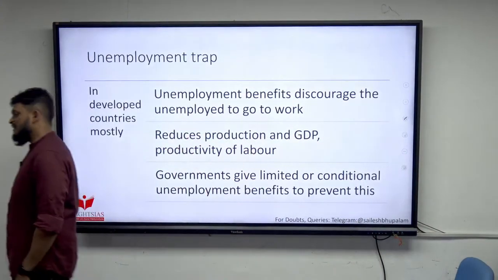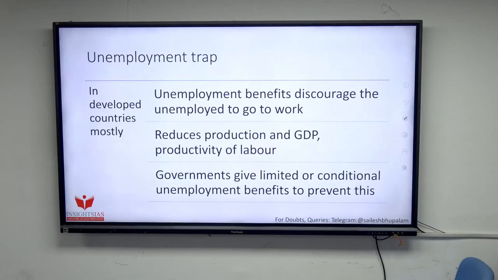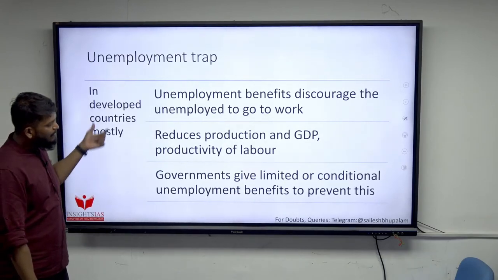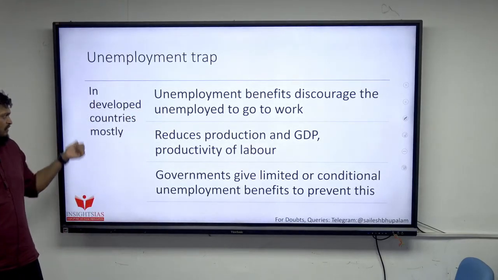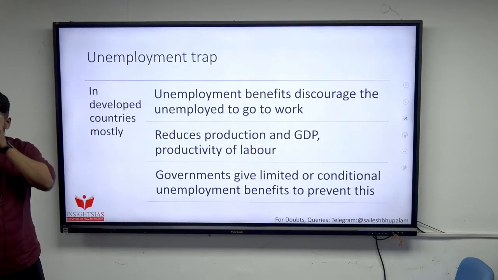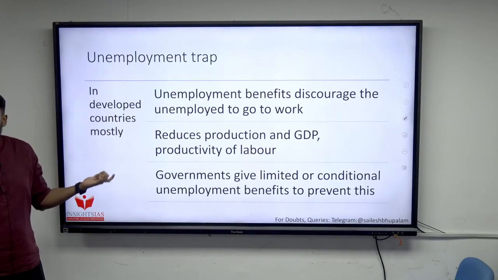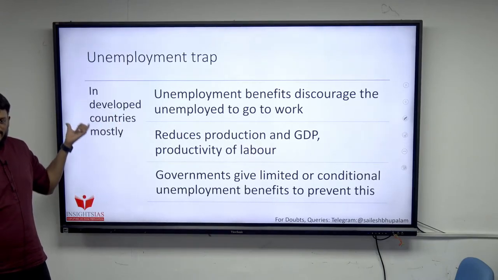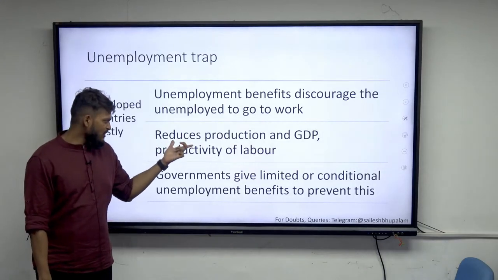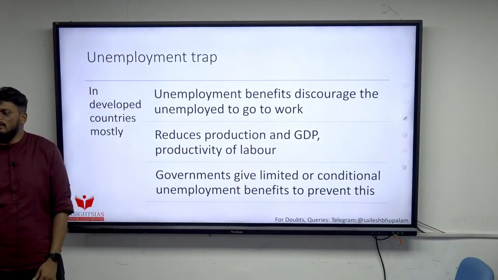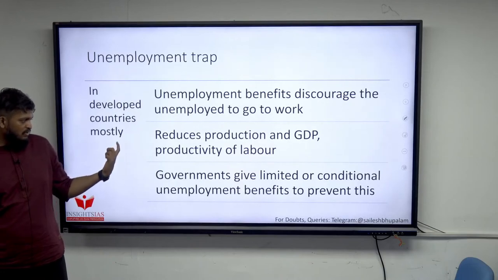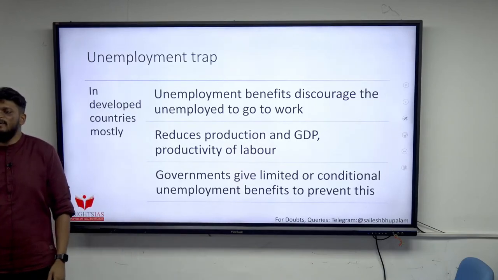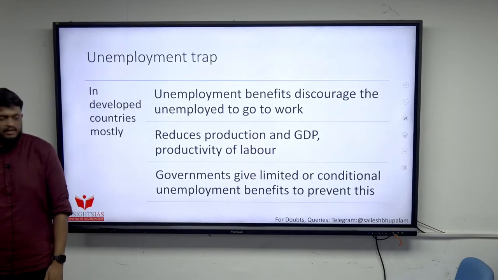If a person is getting this 10,000, 15,000, they feel, why should I go to work anyway? Because I am getting it. So that means it creates a trap where a person will perpetually remain unemployed. This is called unemployment trap. Unemployment benefits discourage the unemployed from going to work. In developed countries, mostly this is happening because developing countries have not reached that level where they will give unemployment benefits to people. So only there we see it more. It reduces production and GDP also, because people are not going to work. Productivity of labor is also reduced. That means they are not trying to improve their skills or get into jobs.